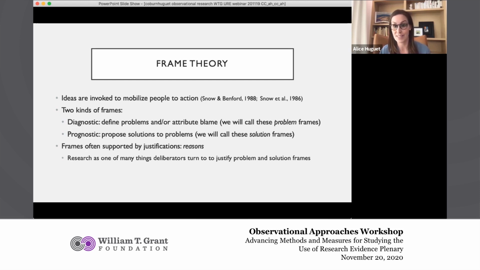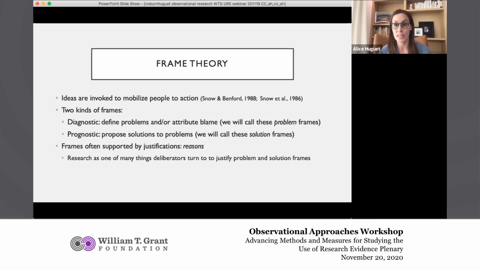And framing is, as everyone who has observed district meetings knows, very interactive and it's contested. So if I'm sitting at the table with one idea of what the problem is and Cynthia has another, we might go back and forth with different diagnostic framing. So this process is complicated and it can be contested because people put forward alternative frames. And one way that people might try to strengthen their argument is through using reasons or justifications. We call them reasons.